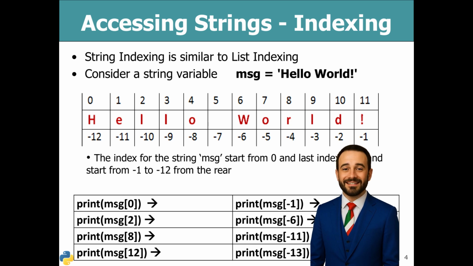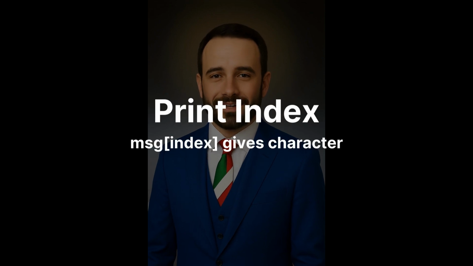String indexing, like list indexing, accesses individual characters. Hello world has both positive and negative indices. For hello world, print gives H, print gives R, and print gives exclamation point.